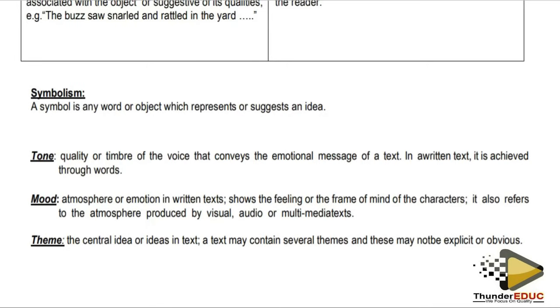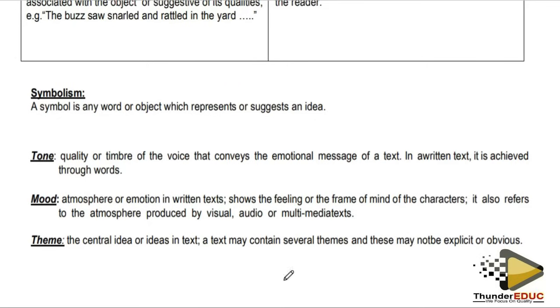So at the end of the day, the object or the word tomb symbolizes or suggests death. So when he says hungry tombs, when they are personified as hungry tombs, we are now symbolizing the rate at which people are dying, and therefore that symbolism. Tone: quality or timbre of the voice. I think we've talked about this one.